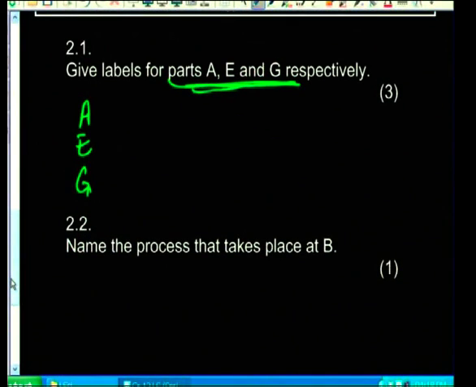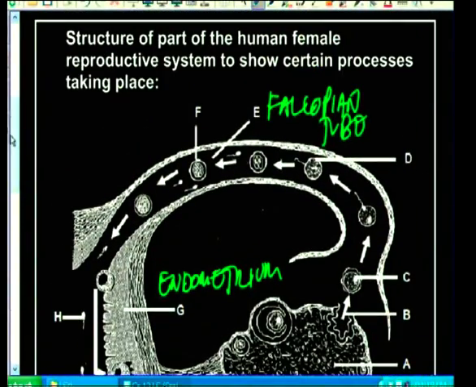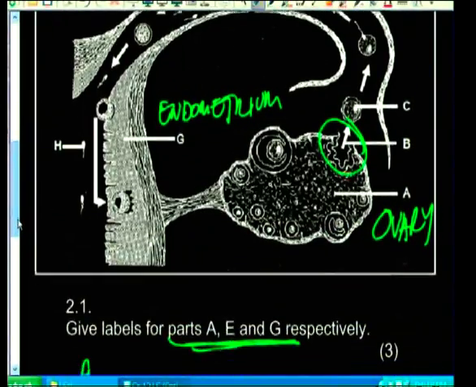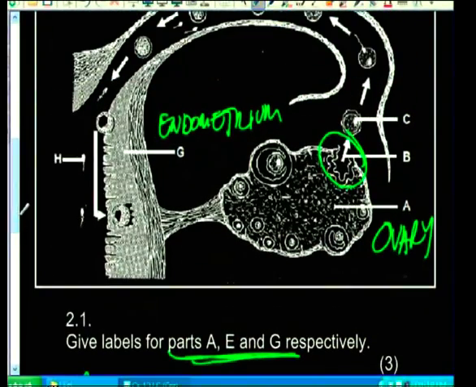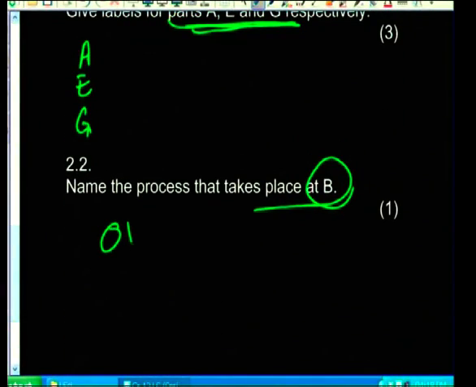Name the process that takes place at B. B, there. You don't have to be a rocket scientist to know that one. We've discussed that just now as well. You can see something is leaving the ovary, and that would be the egg, obviously. So the process is ovulation.